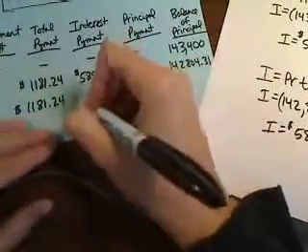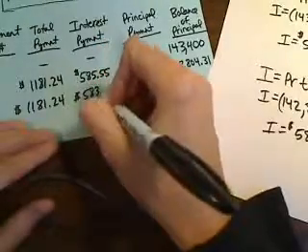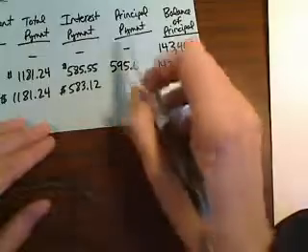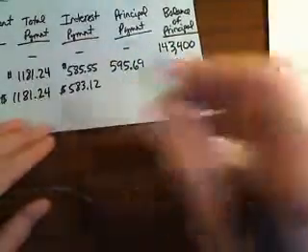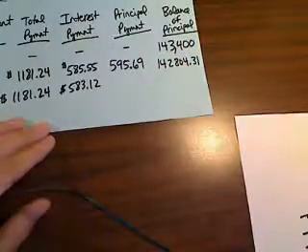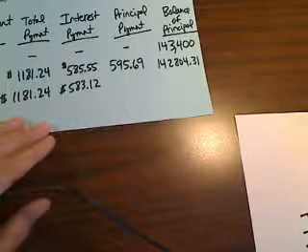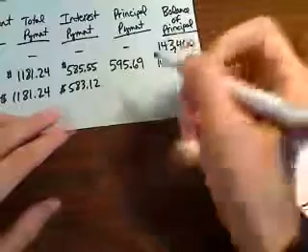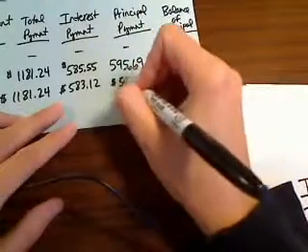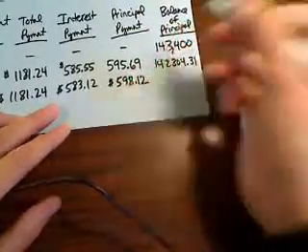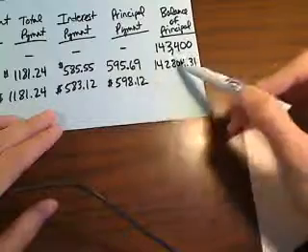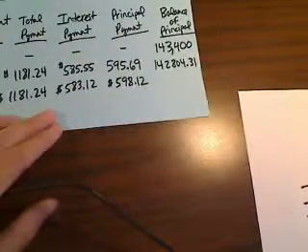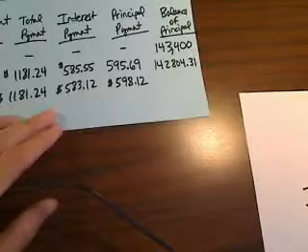Okay, so that goes here, 583 and 12 cents, and then we're going to do the same thing. If we want to find out the principal payment, take these two and subtract. So 1181.24 minus the 583.12, so we get 598.12. And if we now subtract that number from the balance on the principal, then we'll have the new balance.